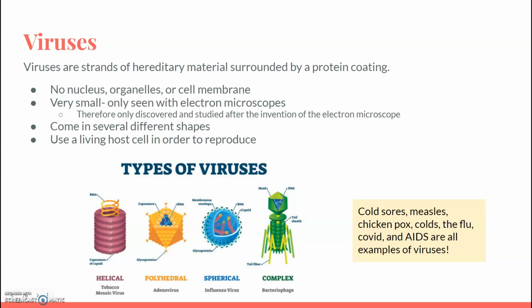Viruses come in several different shapes, as you can see here in the picture. You've got your helical, polyhedral, spherical, and then your complex. And they use a living host cell in order to reproduce. So things that you've heard of before, you're more familiar with, like cold sores, measles, chicken pox, colds, the common cold, the flu, COVID, and even AIDS. They're all examples of viruses.